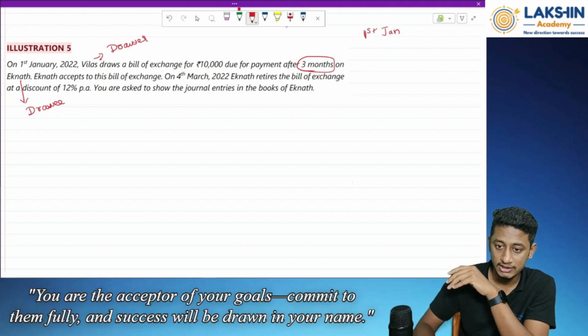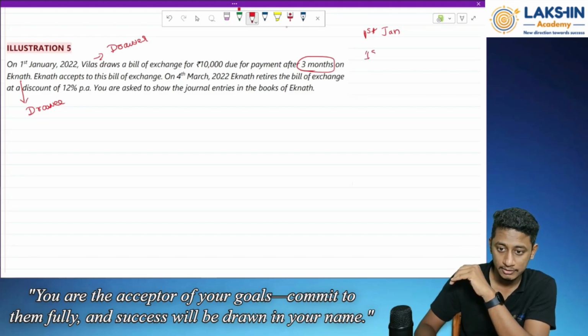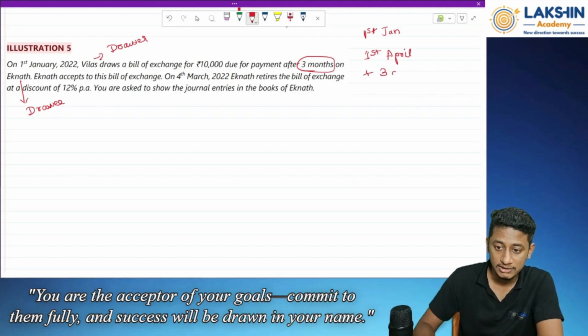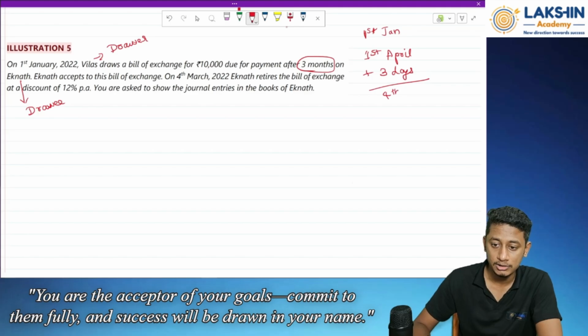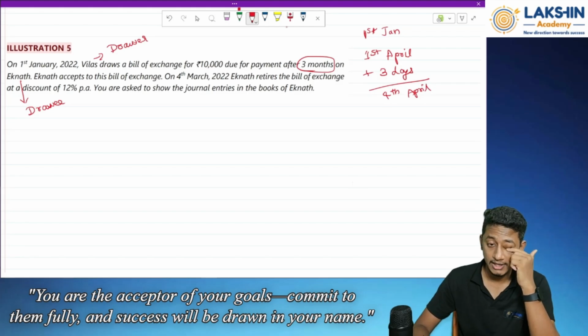So because of this, what is the third month? January full, February, March end. So 1st of April becomes the 3 months after the bill was created, plus 3 days. That would be the 4th of April. But when is the bill retired?